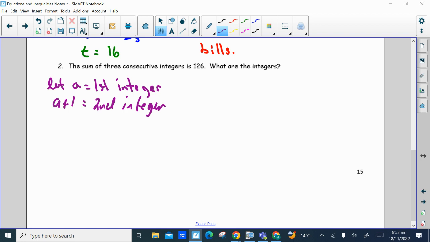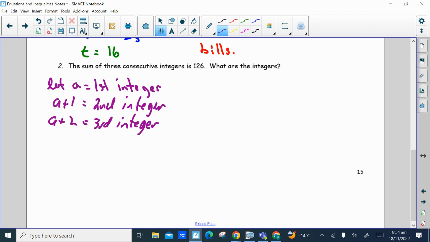What about the third one, Kira? What do you think? Yeah, 2 more than the first. Or 1 more than the second. If you add 1 onto the second, the 1 plus 1 will give you the 2. Do we need to do any more? Do we need to do any more, Princess? Why not? Because there's already 3. And we're told that we're taking the sum of 3 consecutive integers.